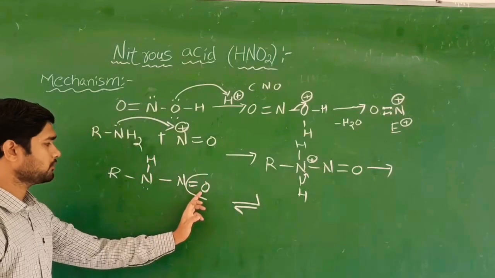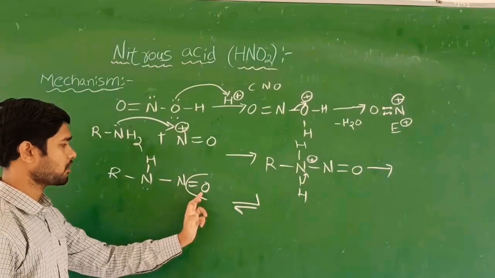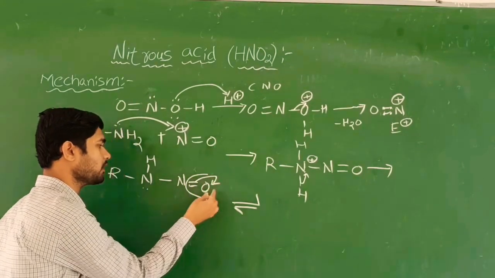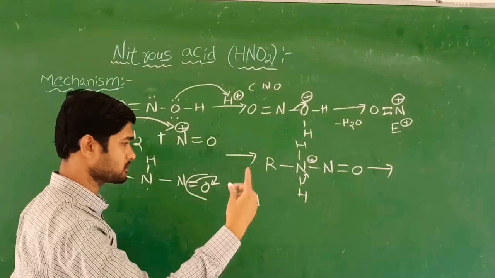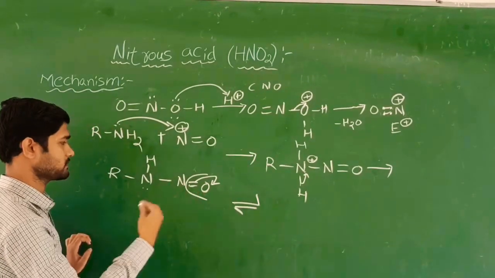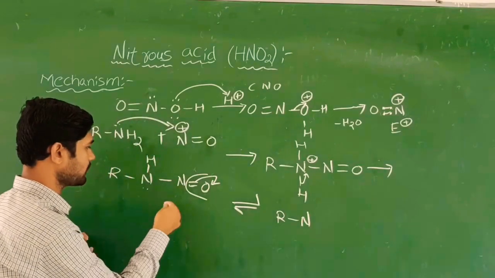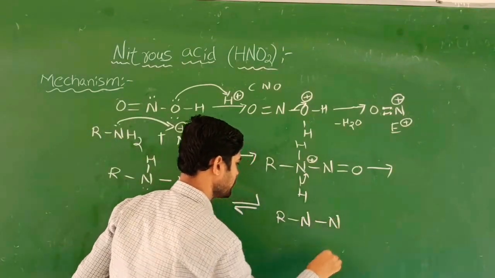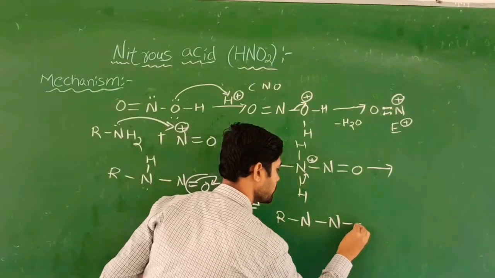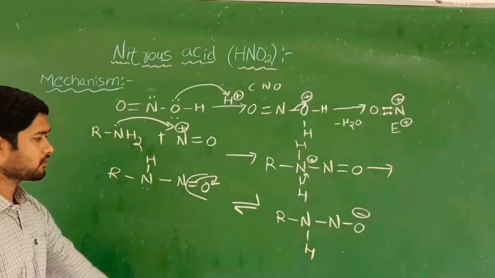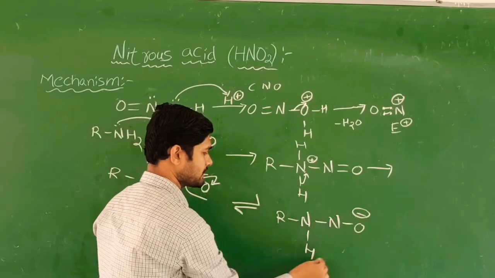Considering the electronegativity difference between nitrogen and oxygen, oxygen is more electronegative, so the bond shifts towards this one. Now this oxygen becomes O minus. Similarly, I am going to write nitrogen as usual, and now it becomes O minus, and here hydrogen. So here, what happens? This O minus and H plus will be there.